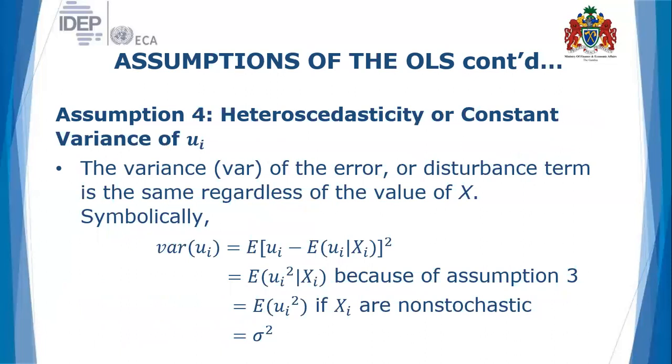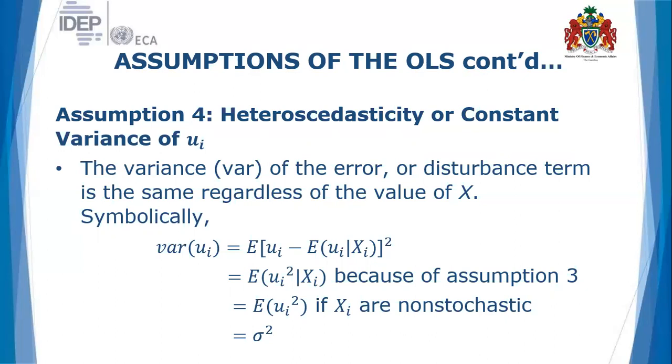Assumption 4, homoscedasticity or constant variance of ui, or of the error term ui. The variance of the error or the disturbance term is the same regardless of the value of x. In other words, it does not change, it remains constant.